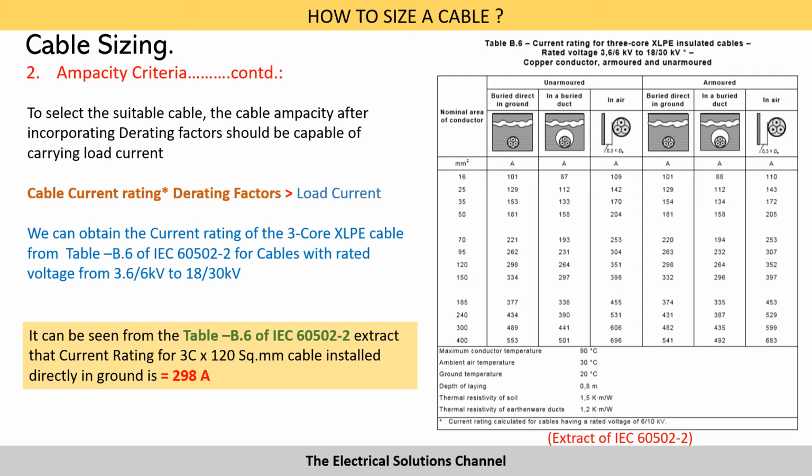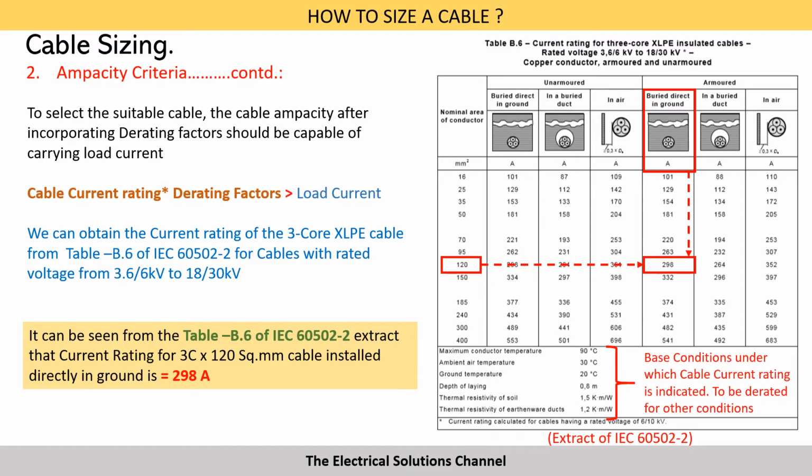We can obtain the current rating of the 3-core XLPE cable from Table 6 of IEC 60502-2 for cables with rated voltage from 3.6/6 kV to 18/30 kV. It can be seen from Table 6 of IEC 60502-2 that the current rating of a 3-core 120 square mm cable installed directly in ground is 298 amps.